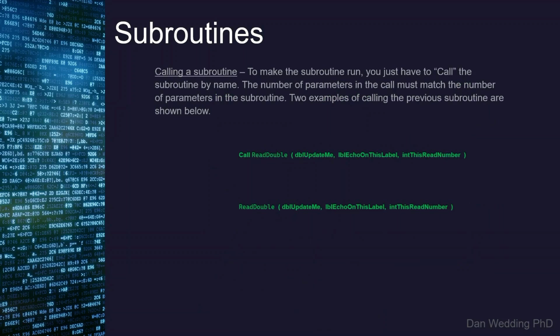To make the subroutine run, you just have to call the subroutine by name. The number of parameters in the call must match the number of parameters in the subroutine. Two examples of calling the previous subroutine are shown below.